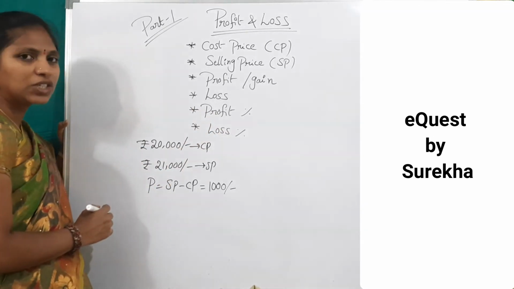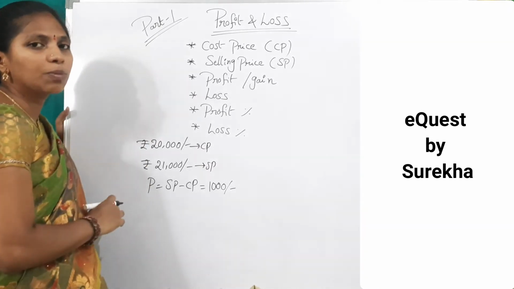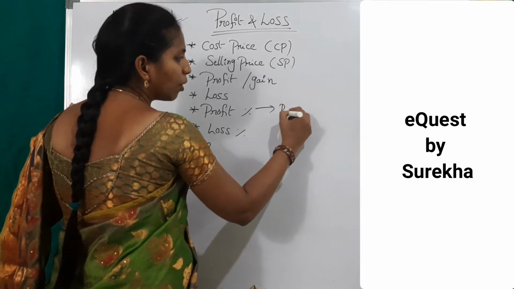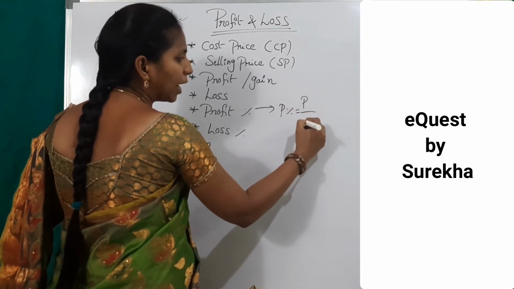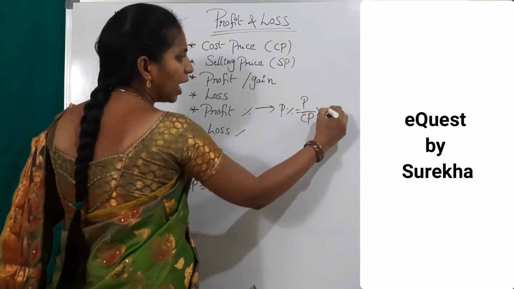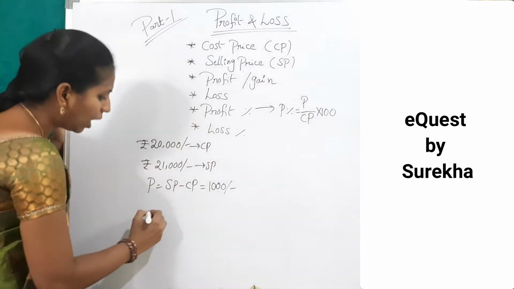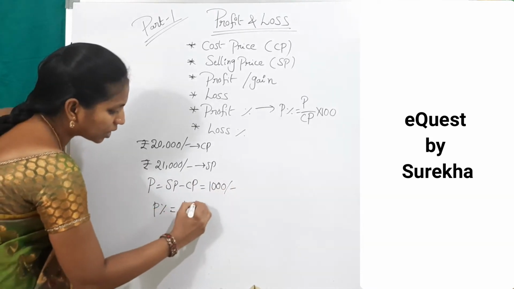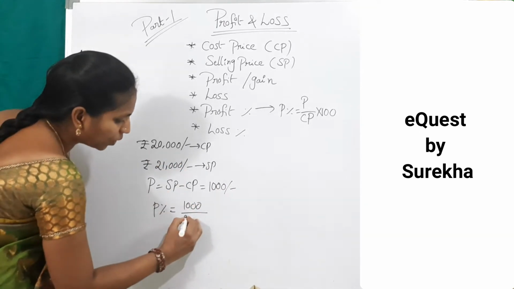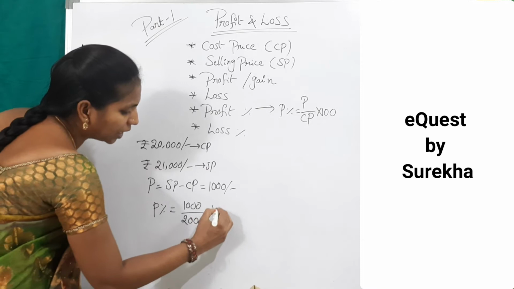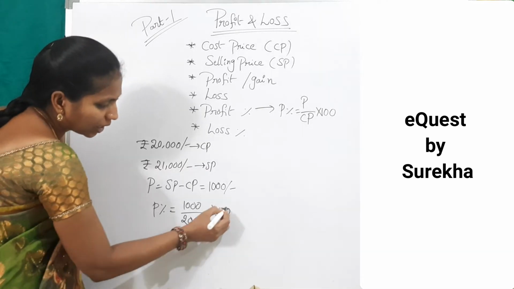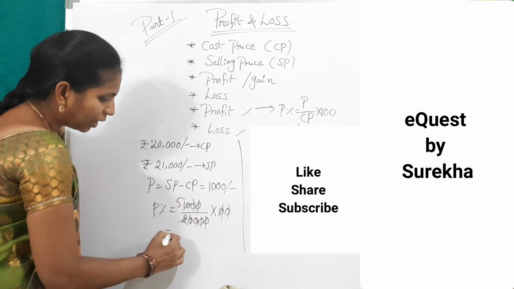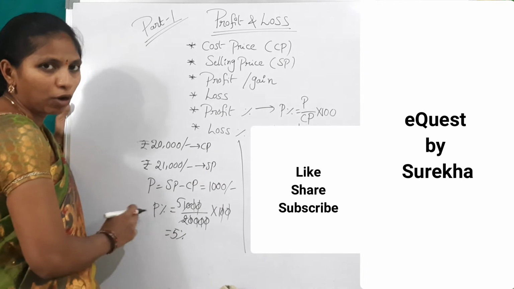Now I want to calculate the profit percentage. What is the formula for profit percentage? Profit percentage equals profit by cost price into 100. Profit is 1,000 rupees by cost price, which is 20,000, into 100. So cancel zeros. Now see, 10 by 2 is 5. Then 5 percent is the profit.